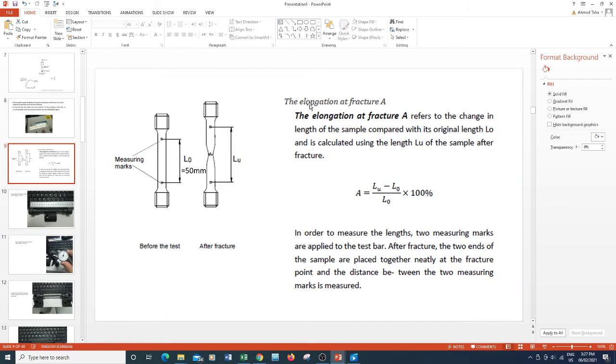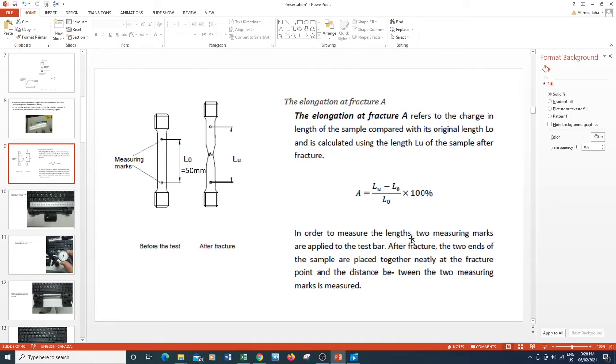Now during elongation, we are going to start with a gauge length of 50 millimeter, and we are going to measure the elongation at fracture, which refers to the change in length of the sample compared with its original length L naught. It is calculated using the length LU of the sample after fracturing: (LU minus L naught) divided by L naught, times 100%. Our gauge is going to measure this change.